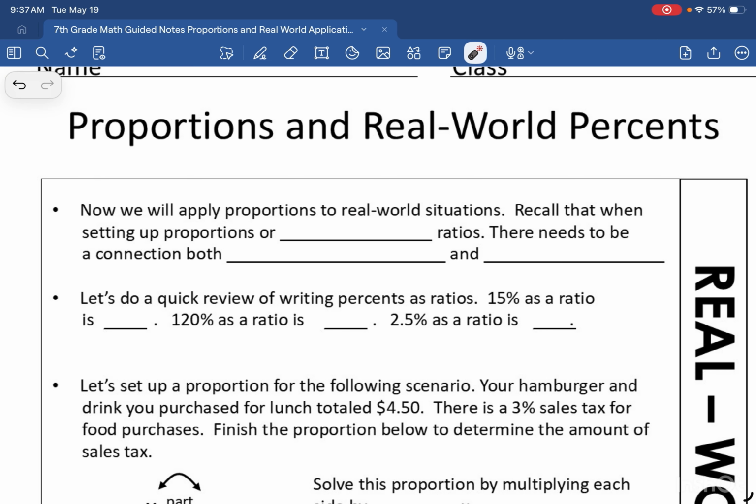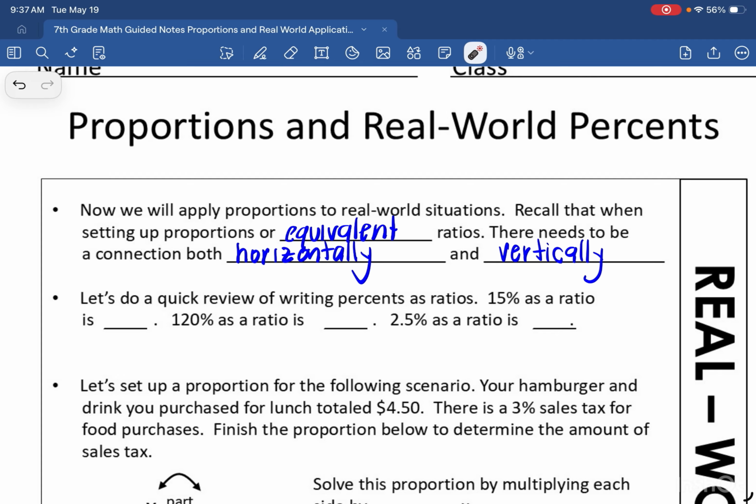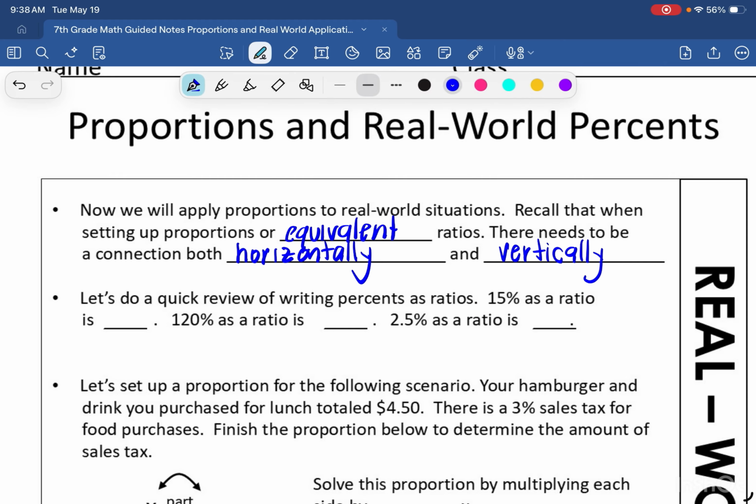Recall that when setting up proportions or equivalent ratios, there needs to be a connection both horizontally and vertically. Let's do a quick review of writing percents as ratios. 15% as a ratio. So remember, percent means per 100. So 15% would be 15 hundredths.